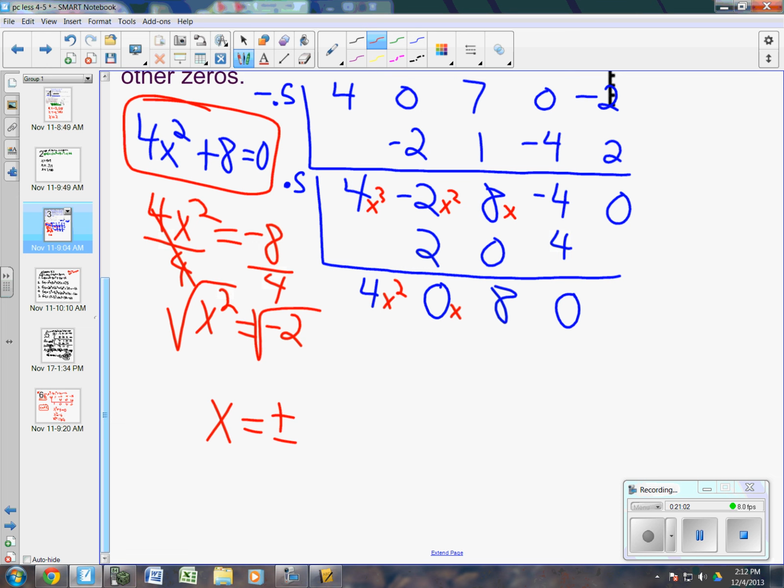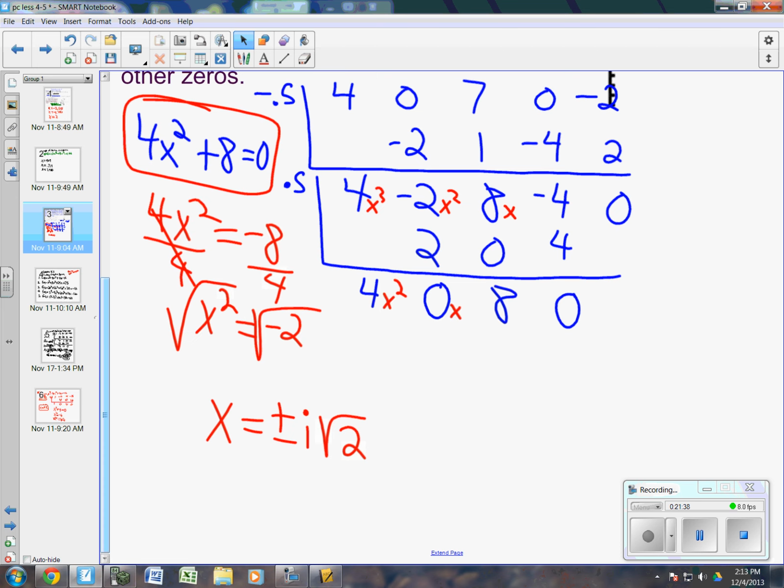Okay? And the square root of negative 2, since 2 is not a perfect square, I'm just going to leave the 2 inside of it. But it's the square root of negative 1 times the square root of 2. And what's the square root of negative 1? i. So there's my other 2 answers, positive i square root of 2 and negative i square root of 2. Those are my other 2 solutions. I have all 4 solutions now, right? This is a 4th degree polynomial. I have 2 real, 2 imaginary, and that makes a total of 4 solutions. Any questions on that?